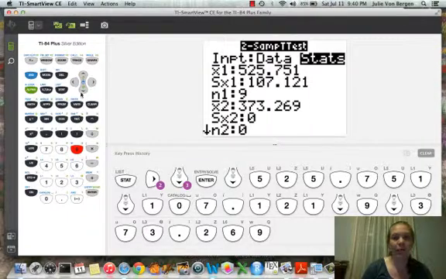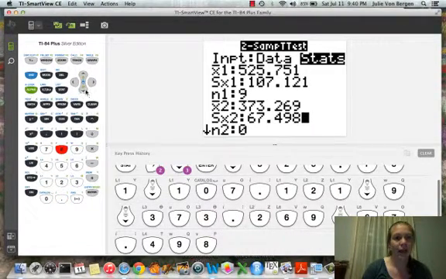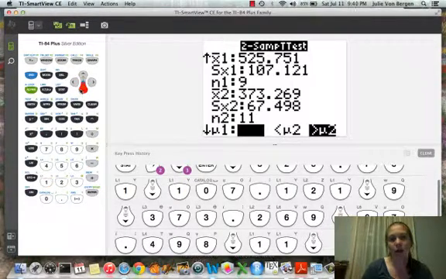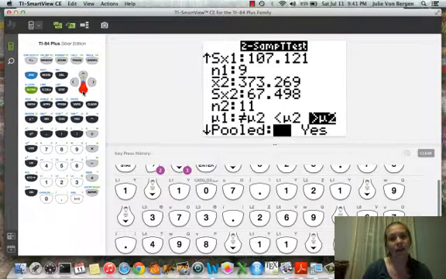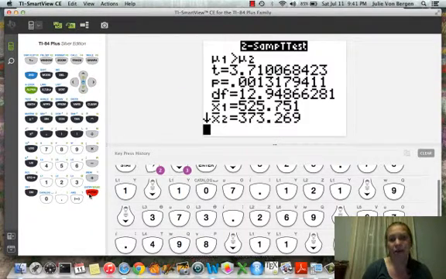Okay, so I've got the sample mean in there for group 2. The sample standard deviation for group 2 is 67.498. And then group 2 had 11 members. All right, and now we've got to set up our claim. So we're claiming that the inequality is greater than. So I'm going to go over and make sure that mean 1 is greater than mean 2 is highlighted. Always leave pooled on No for our class. And then I'm going to highlight calculate.